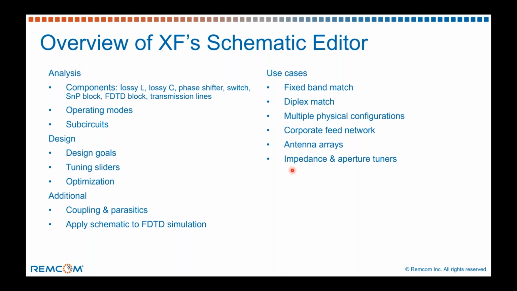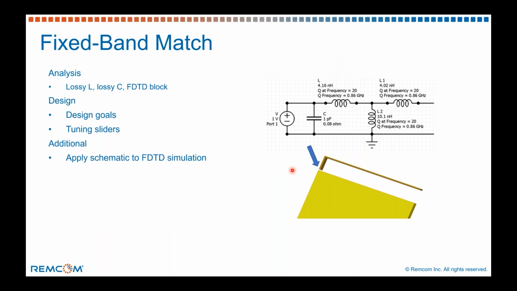So with that, I'm going to go ahead and get started with our first example. In this case, we're looking at a simple L antenna with a ground plane. We're going to put in a matching network, look at a couple of these inductors and capacitors and XFdtd blocks as far as components go. We'll look at design goals and how those are used, and then also the tuning sliders, so that way you can see just how that feature works. And then we'll apply this back to the XFdtd simulation where we can look at realized gain.